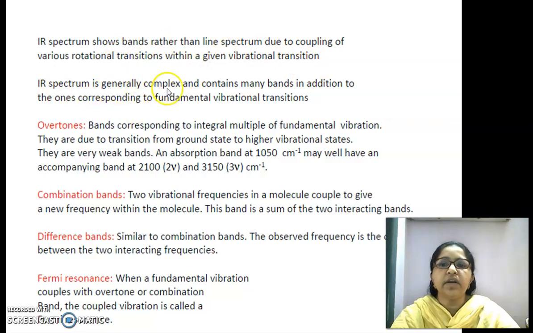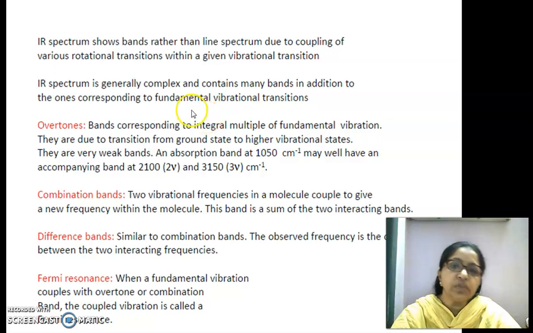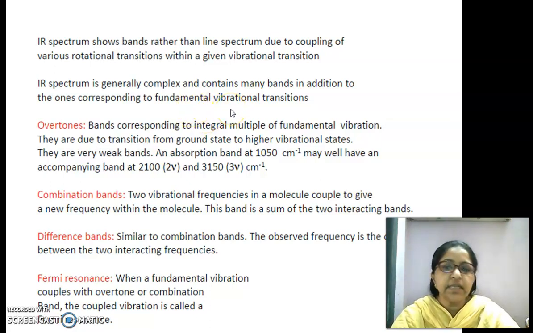IR spectrum is generally complex and contains many bands in addition to the ones corresponding to the fundamental vibrations. Those which are due to the fundamental vibrations, we have already discussed. Now the non-fundamental vibrations, for example, overtones. What are overtones? Bands corresponding to integral multiples of the fundamental vibration. For example, they are due to transition from the ground state to a higher vibrational state. Once it happens, they are very weak bands.